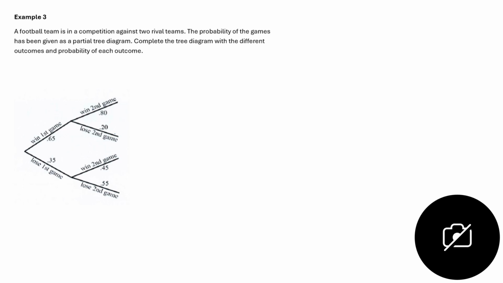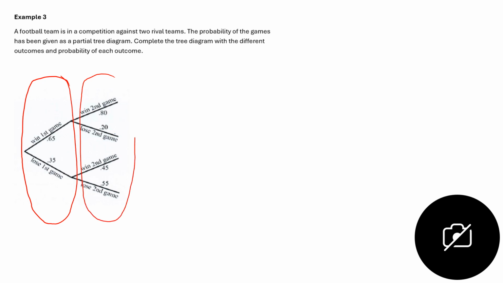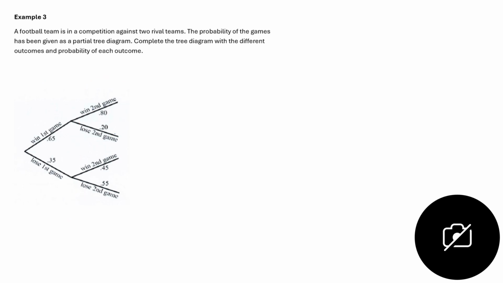One thing that I can notice straight away is that I don't have my beautiful even sections. It's not labeled. It's looking a little bit messy. The other thing that I have noticed is I don't have my outcomes or probabilities.